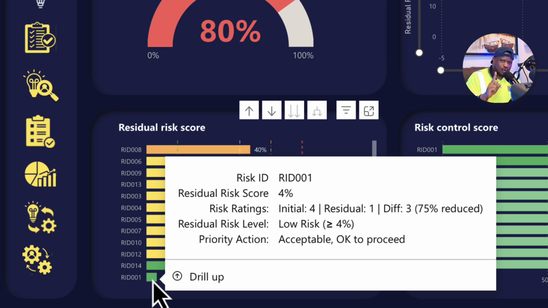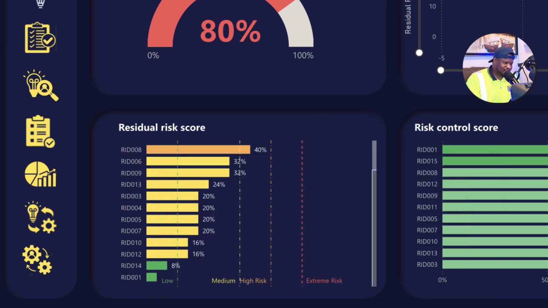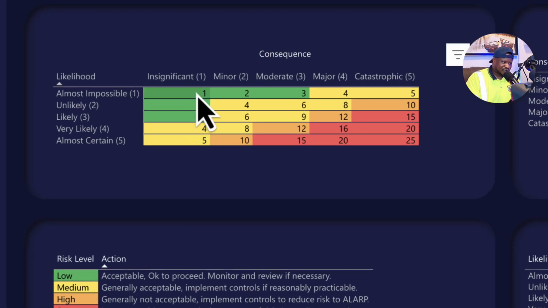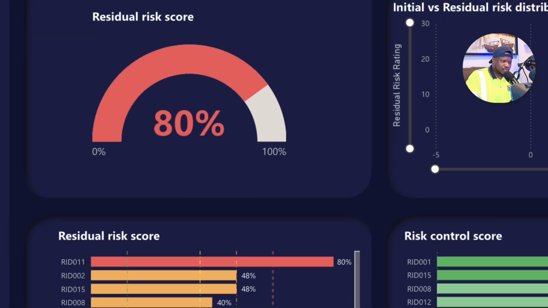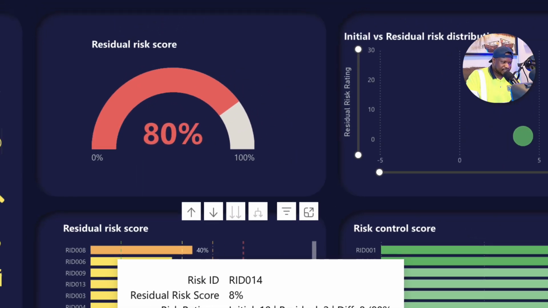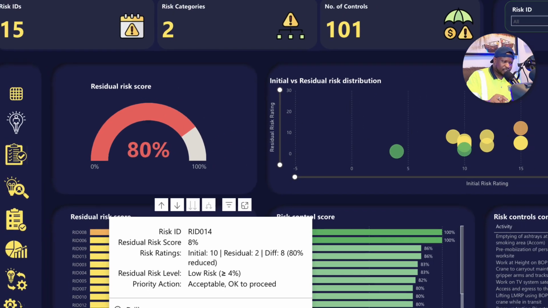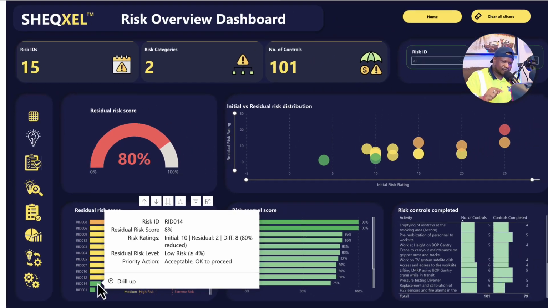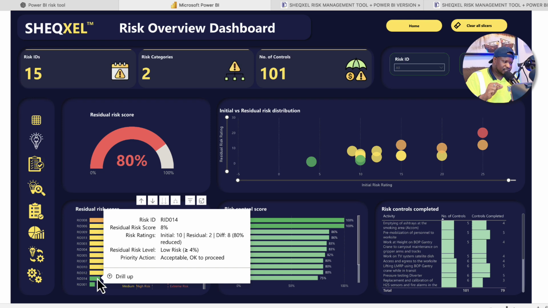Now take note, 1 is the minimum of the low risk. If you come here, 1 is the minimum of the low risk. So 1 divided by 25 is 4%. The threshold is all the way from here to the 3. All right, once it's within this threshold, it is within the low category. For example, 8 is within the low. So the low risk is greater than or equal to 4%. 8% is within that range.